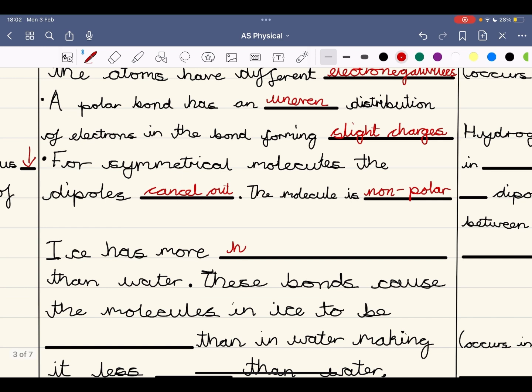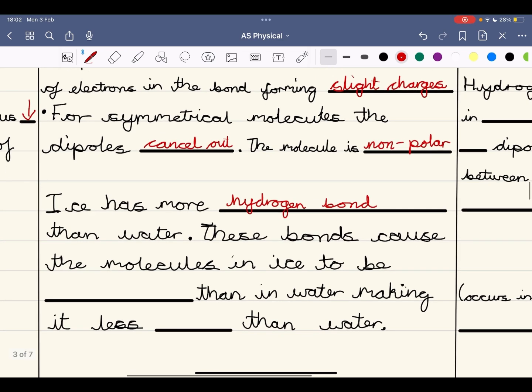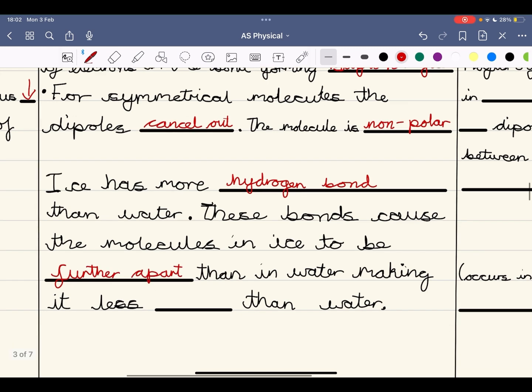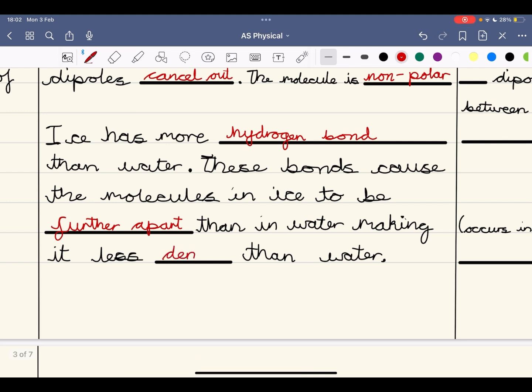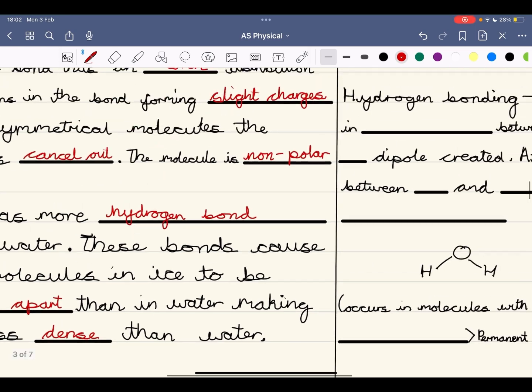Ice has more hydrogen bonds than water. These bonds cause the molecules in ice to be further apart than in water, making it less dense than water. Okay, so we'll talk about what hydrogen bonds are later.